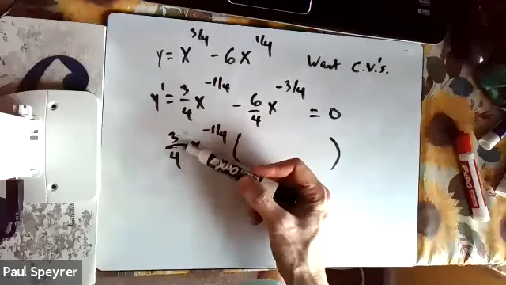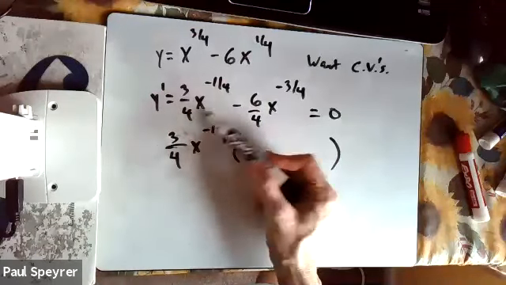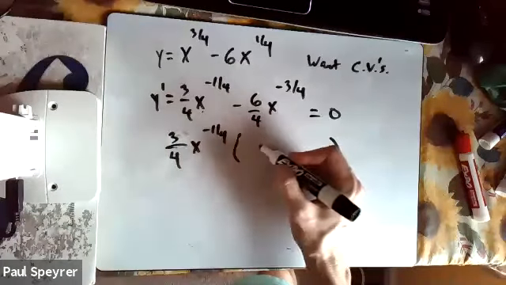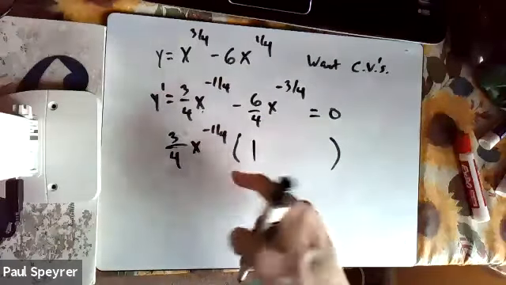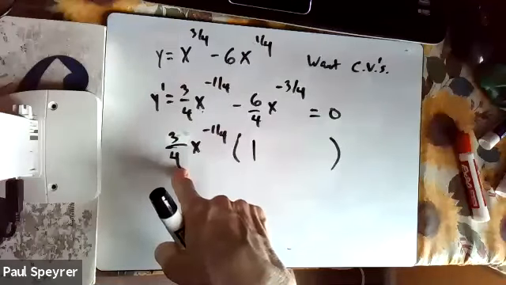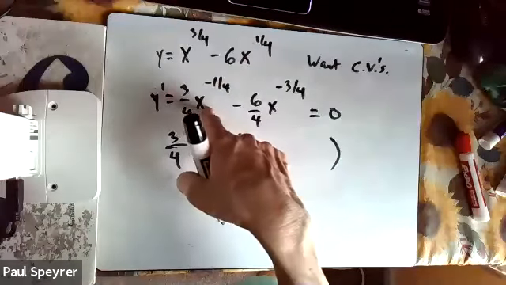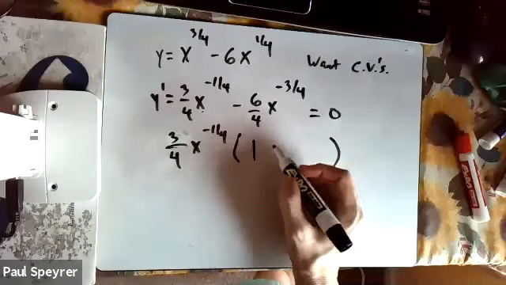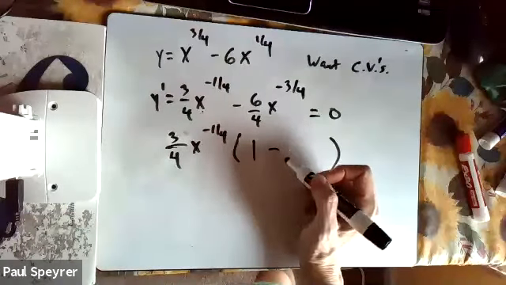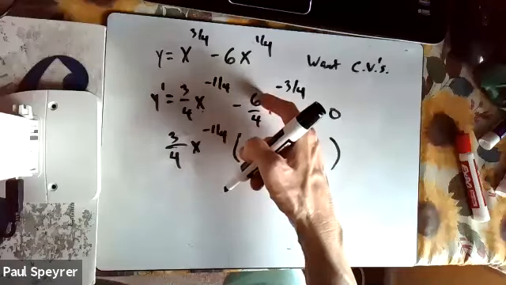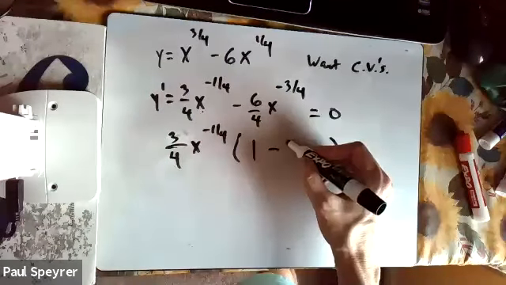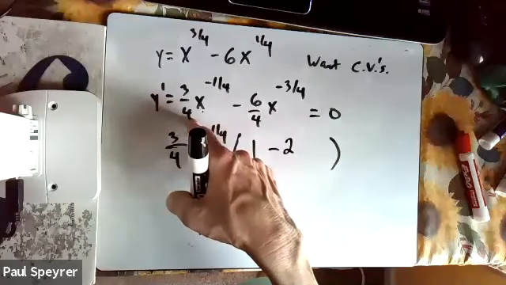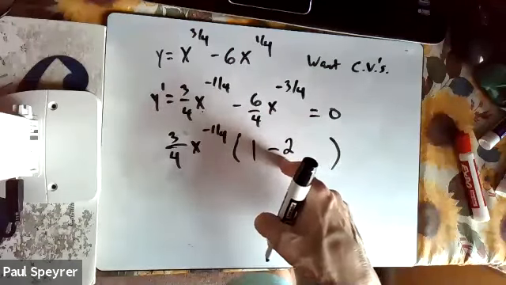So if I factor out a 3/4 x to the -1/4 from itself, remember, factoring out just means dividing it. If I divide this by itself, we're left with 1. We can check that: 3/4 x to the -1/4 times 1 gets us back to here. So we did that correctly. What about the next piece? I'm dividing a 6 by a 3. What's left over? A 2. What about the 4s? If I divide a 4 by a 4, what am I left with? 1. So you're just left with a 2.